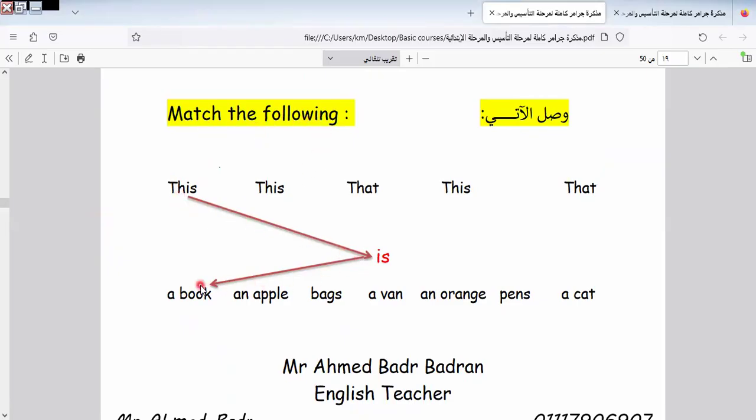This is a book. Say this. Here is this is a van. This is a van. We can say that is a bag. Sorry, bags here is plural. That is what? It will be that is an orange. That is a cat. We say that is what? I can say that is an apple. Okay, that is an apple.